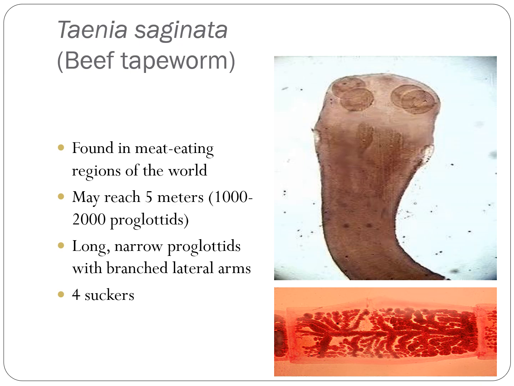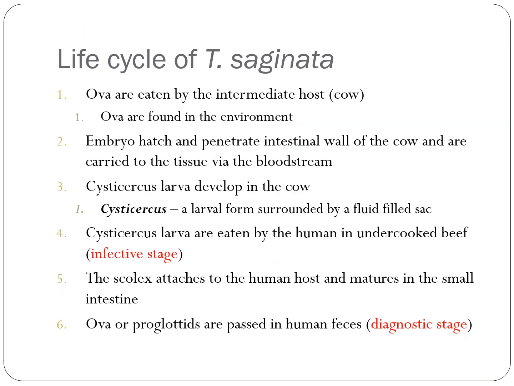Some symptoms of having Taenia saginata would be things like being asymptomatic early on, could be the first step. Then you could have diarrhea, weight loss, appendicitis, and that's because the proglottid has lodged in the appendix. So those are some signs and symptoms of Taenia saginata. So let's take a look at the life cycle of Taenia saginata.